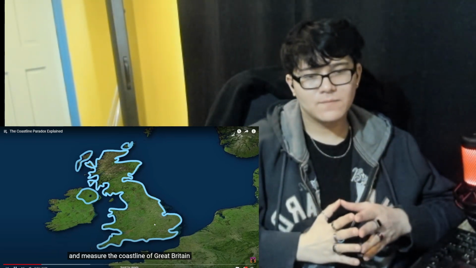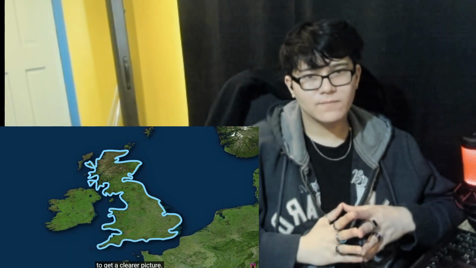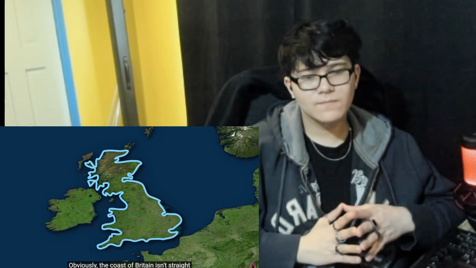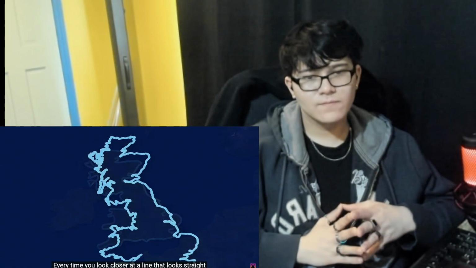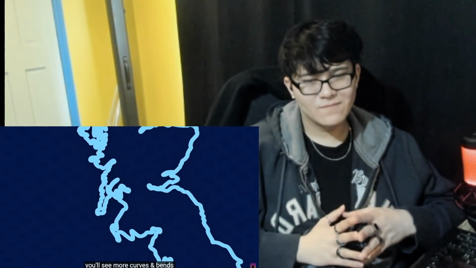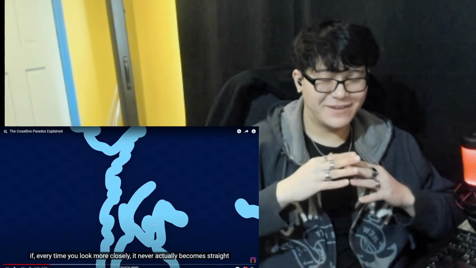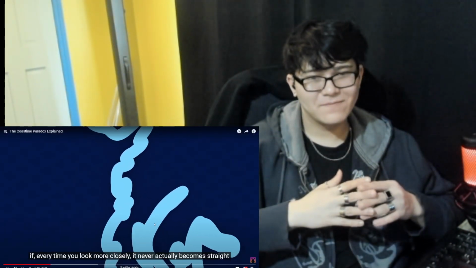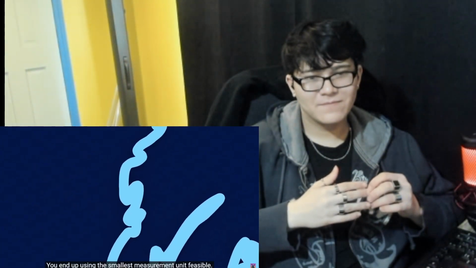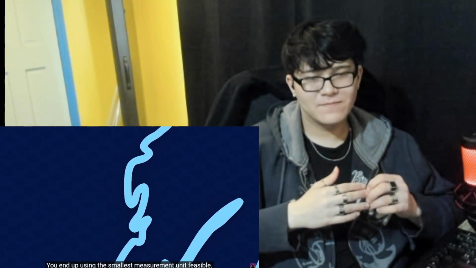And measure the coastline of Great Britain to get a clearer picture. Obviously, the coast of Britain isn't straight. Every time you look closer at a line that looks straight, you'll see more curves and bends. So how do you measure the length of the coast if every time you look more closely, it never actually becomes straight? Yeah, I figured. You end up using the smallest measurement unit that's feasible.